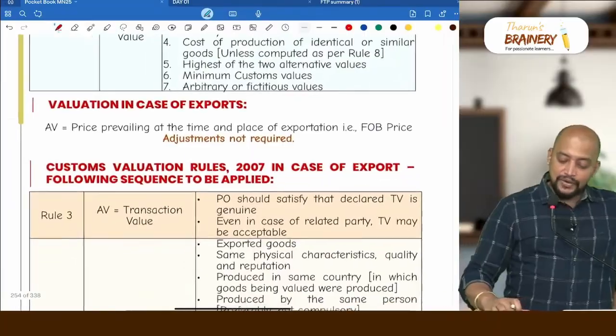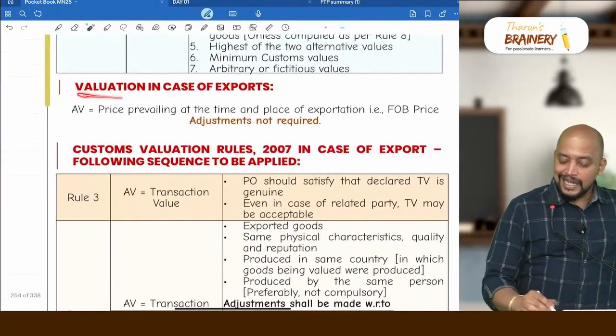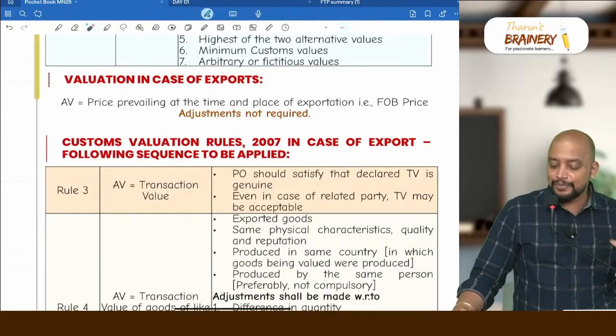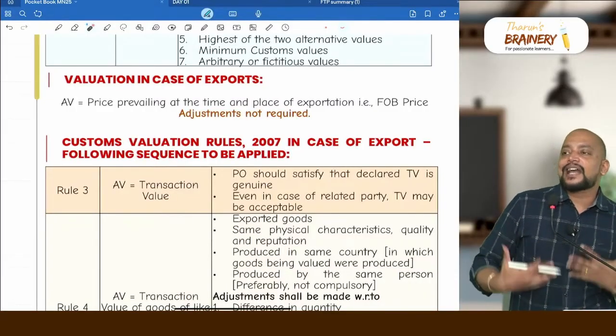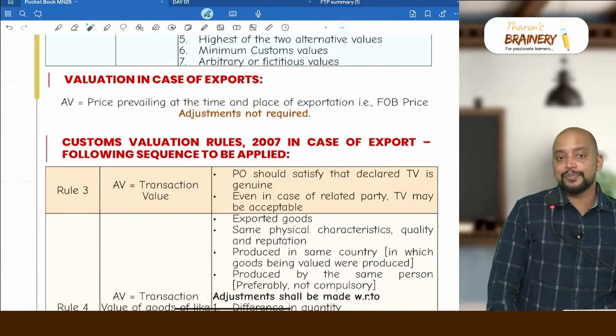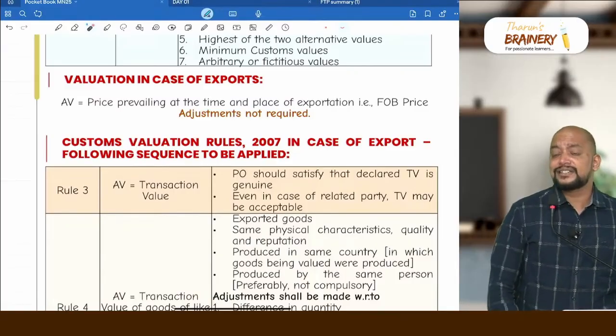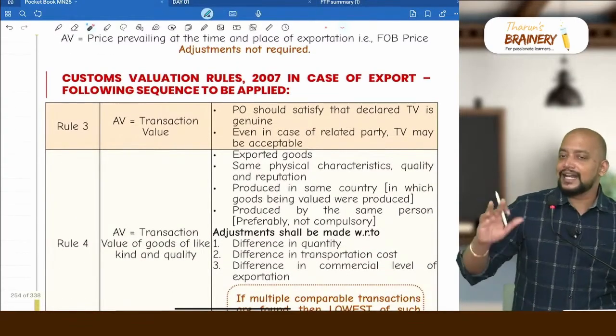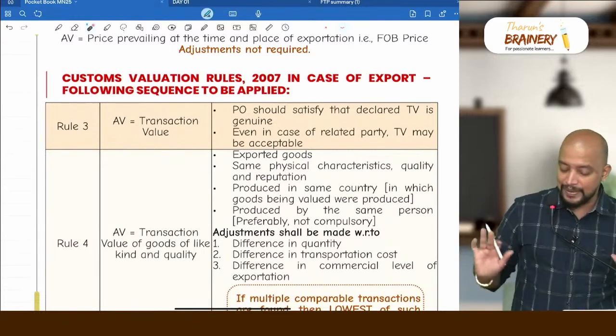Next we have valuation in case of export. In case of export, what should be taken as the assessable value? Very simple, FOB price should be taken, the price prevailing at the time and place of exportation. Whether any adjustment is required or not? Adjustments are not required. So primary, secondary, nothing, whatever FOB is given, that should be taken.